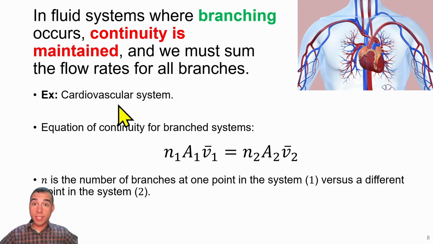So for branched systems, the continuity equation looks like that shown here, where n is the number of branches at that point in the system, A is the cross-sectional area of a channel through which a fluid is flowing, V is the flow speed, and this product will be equal to the product of those variables at another point in the system.